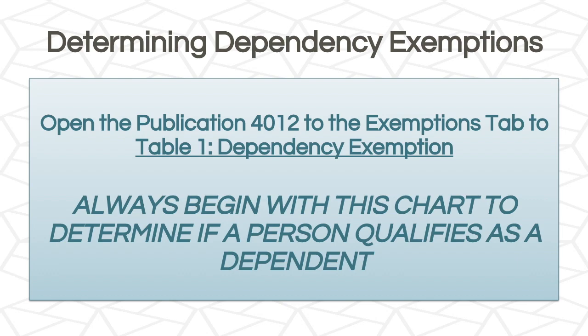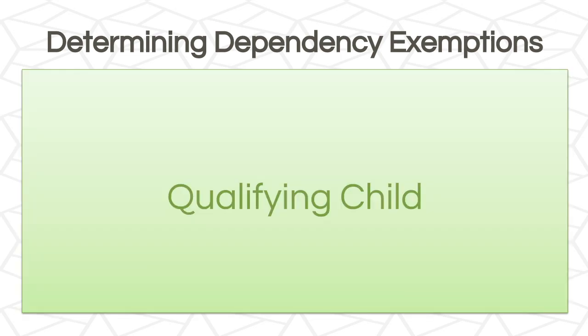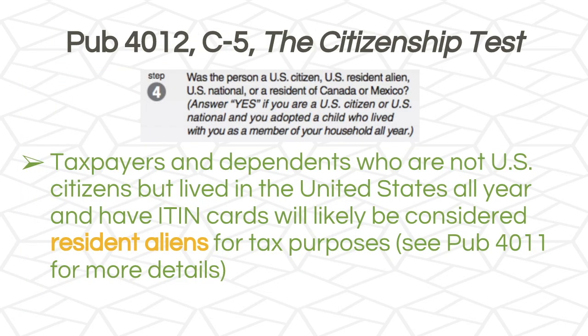So let's consult our Pub 4012, in particular the Exemptions tab in Table 1, to determine dependency exemptions. Right now I'd recommend you go ahead and pause the video and read through Table 1 and Table 2 on your own. We're only going to be focusing on a few of the steps from both of these tables. So let's first talk about a qualifying child. And I want to point out step 4 on page C5, which is the citizenship test.